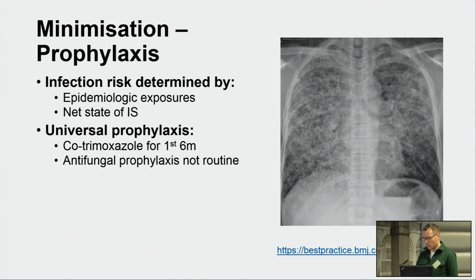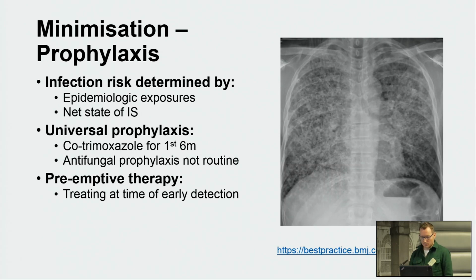Antifungal prophylaxis is not routine for our renal transplant recipients, but it would be interesting to hear what other centres do across the globe. It's certainly used more commonly in patients who have had lung transplants, bowel transplants, where immunosuppression is much higher. Then we sometimes use preemptive therapy as well, where we'll monitor the patient very closely and we'll treat at the time of any early detection of a virus or a bacteria.